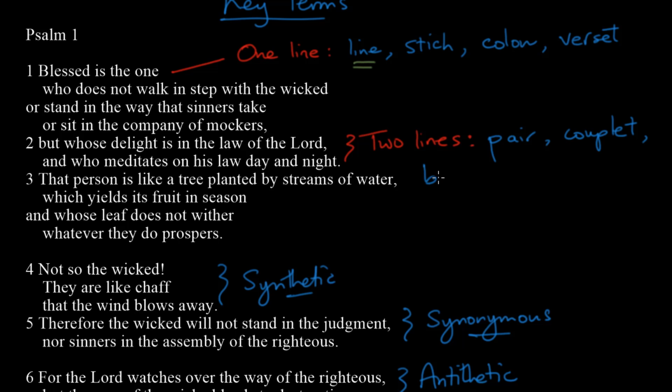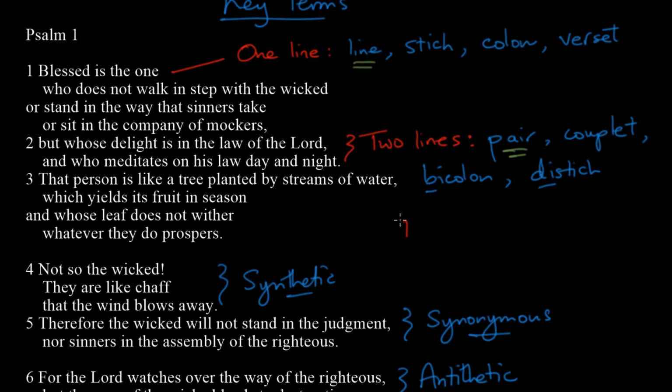We can call it a bicolon. So bi refers to two, and we've seen colon before. And finally, we can call it a distich. A distich. Again, di has to do with two. I think pair is a good word here, but occasionally you might want to use something else, especially if you want to sound a little bit fancy.